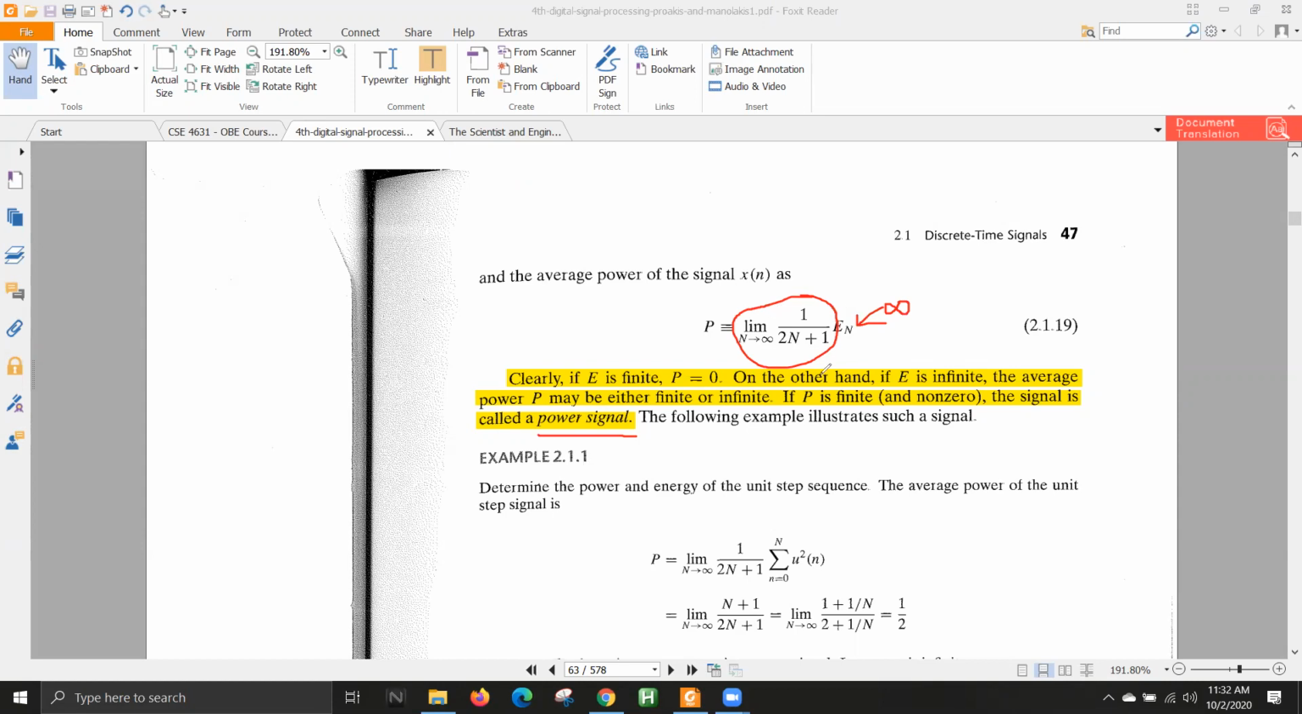But when even this whole thing evaluates to be infinite, that means there is infinity in the numerator and also infinity in the denominator, and you cannot get rid of the infinity. In that case, this won't even be a power signal. Okay, so this is just the basic takeaway of energy signals and power signals.